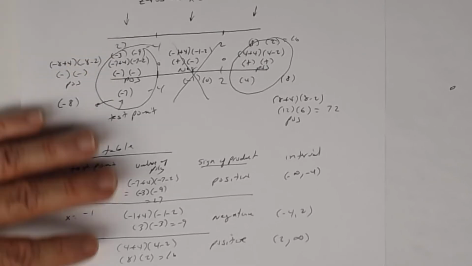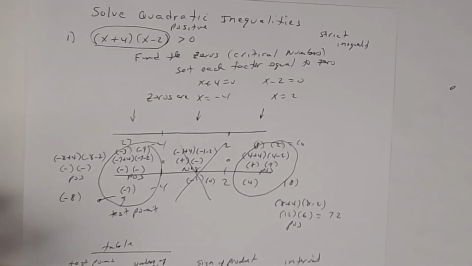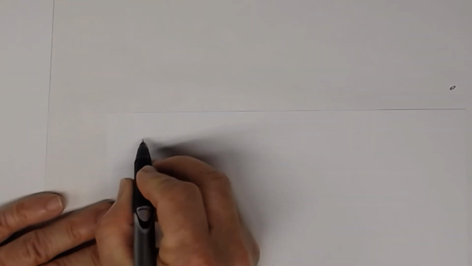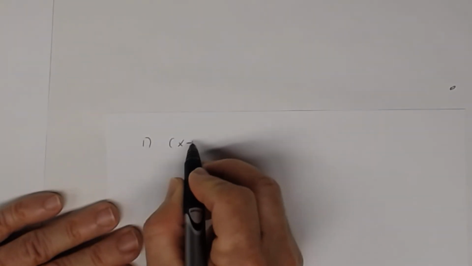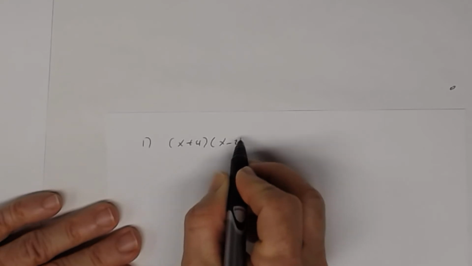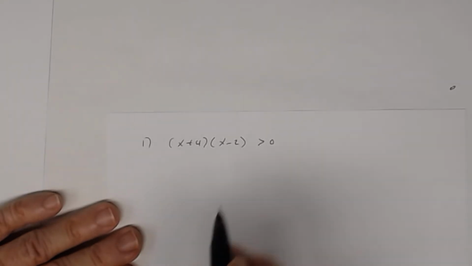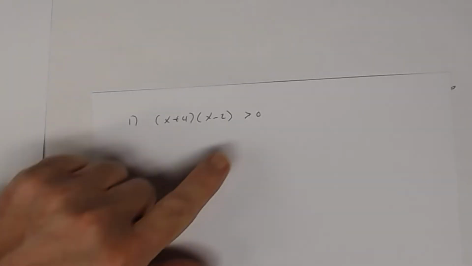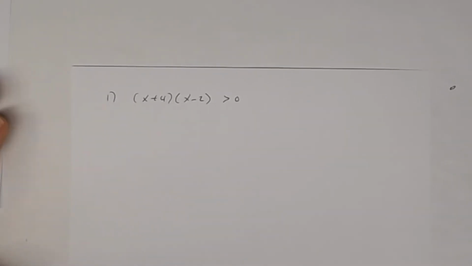So let's redo this in the way that you would actually go about doing it, where you would show the work. All right? So here's number 1 again, redone. Okay, number 1. We have x plus 4 times x minus 2 is greater than 0. All right. Now, you have a polynomial inequality. In this case, it's quadratic.